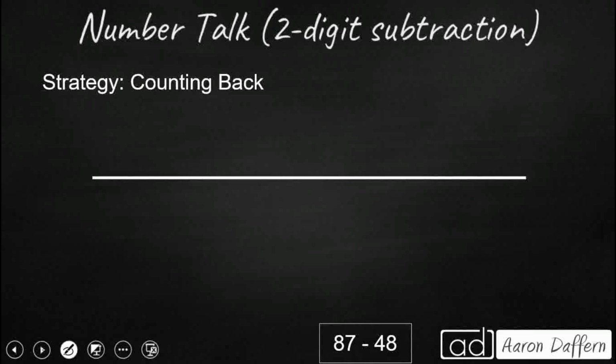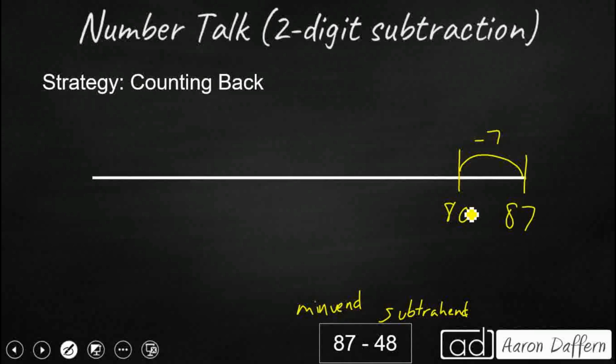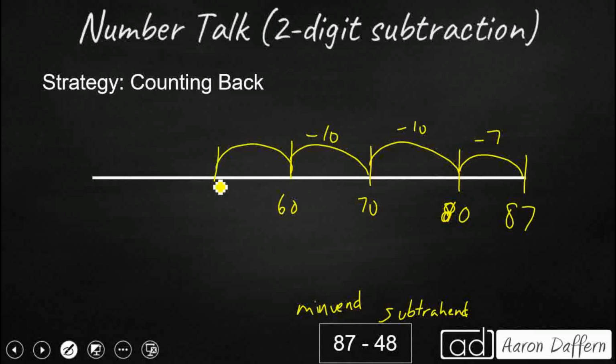Counting back is very similar to adding up, but as you probably suspected, we're going to start here with our minuend, and we are going to go backwards, and try to get down to our subtrahend. Let's start with a jump of minus 7. That's going to get us to 80. Instead of a big jump, let's do little jumps. Let's just do jumps of 10 here. Minus 10 is going to get us 70. Another minus 10 is going to get us 60. Another minus 10 is going to get us 50. And that's all the minus 10s we could do.